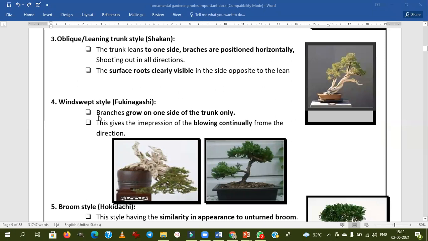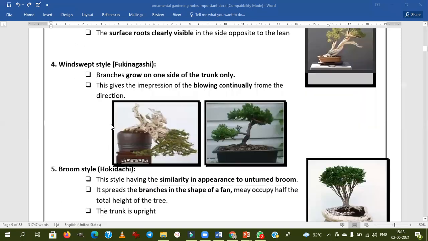Then the windswept style. It means the branches grow on one side of the trunk only. If the tree is in a severe windstorm, the branches on the opposite side will dry due to dehydration, so only one side's branches will be retained. This style is called windswept. If the wind blows at full speed, the tree will bend like this naturally.